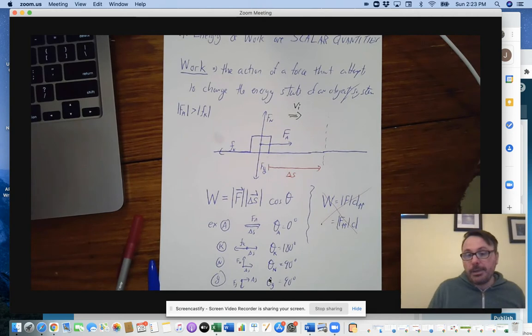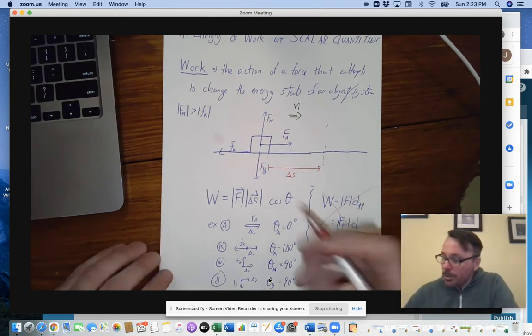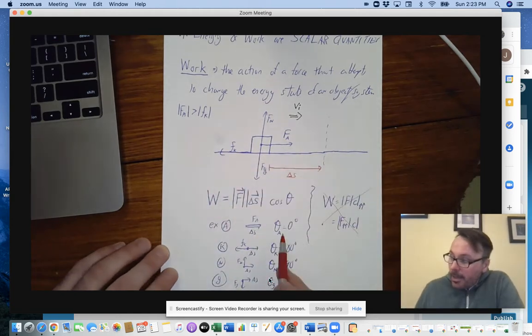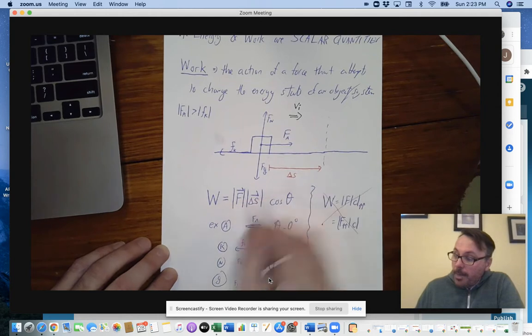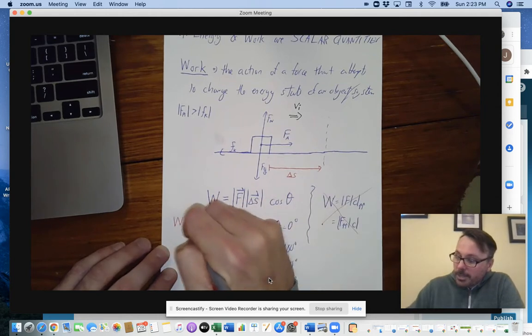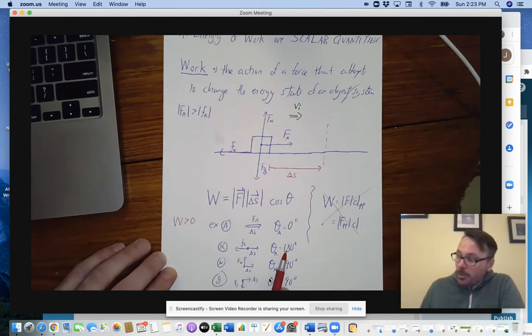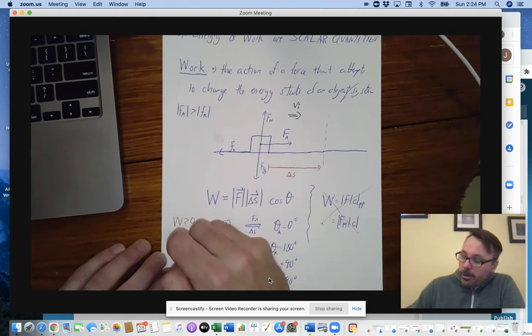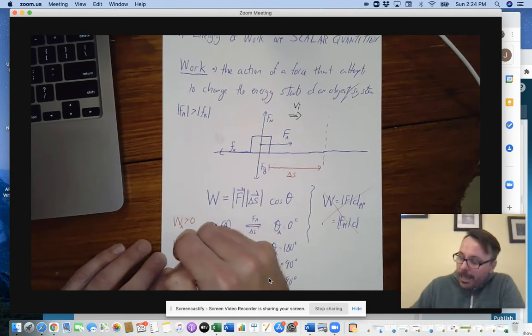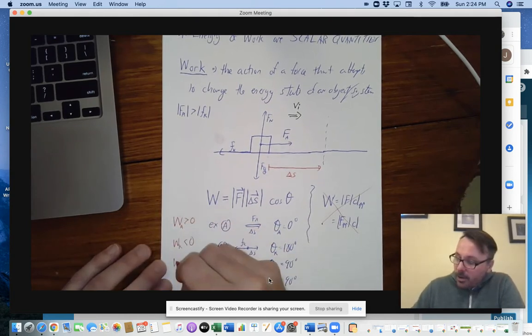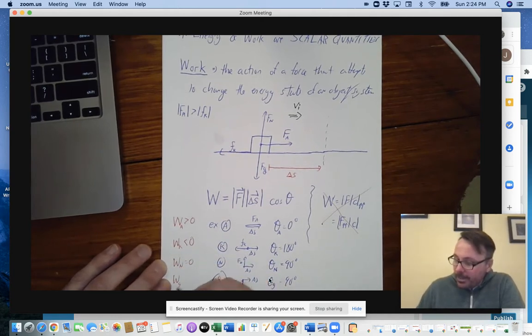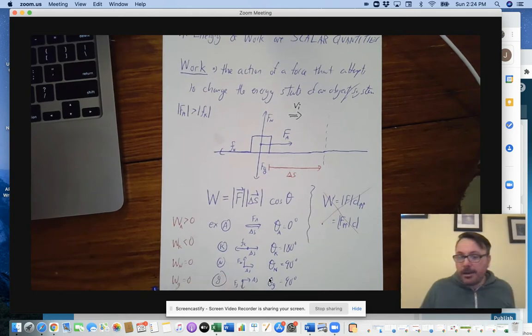And so that has some implications in terms of this equation. What's going to happen here is if theta is equal to 0, then cosine of 0 is 1. This is going to come out positive. So work comes out positive. For K, 180, the work, work K, is going to come out negative, and then the work of the normal force is 0, and the work done by gravity is 0. And you can see that we get exactly what we talked about before.